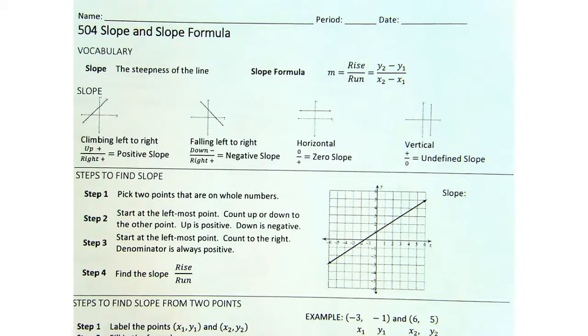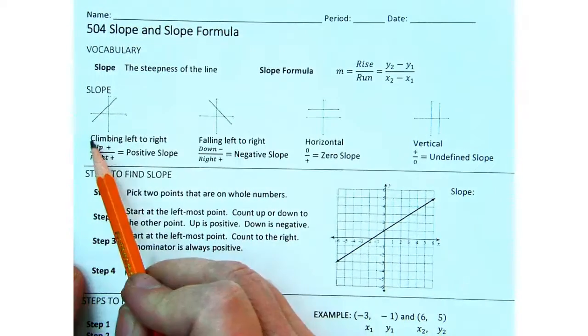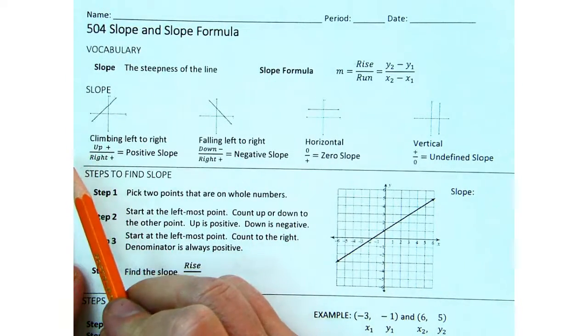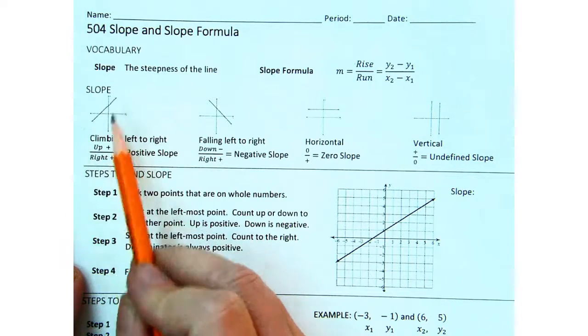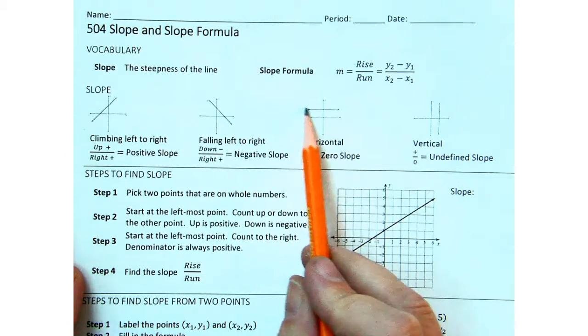Today's topic is slope and the slope formula. First, let's review. Slope is a measure of the steepness of the line. If the line rises as it goes to the right, that is a positive slope. If the line falls as it goes right, it is a negative slope.